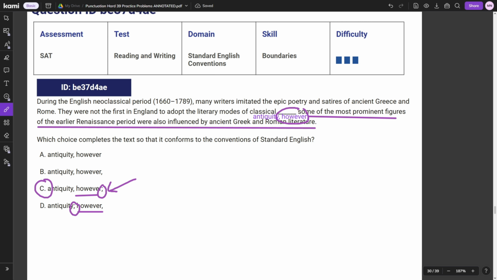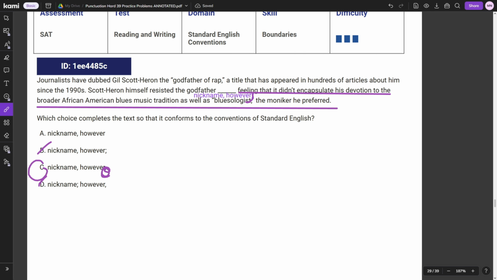But let's say we had a different transition word. Let's say we had the transition word for example. Everything after the transition word should be an example of everything before the transition word, if you catch my flow. Here's one of those exceptions where you don't use a semicolon, and the reason is because a semicolon is used to connect two complete sentences. If you don't have a complete sentence, you can't use a semicolon.